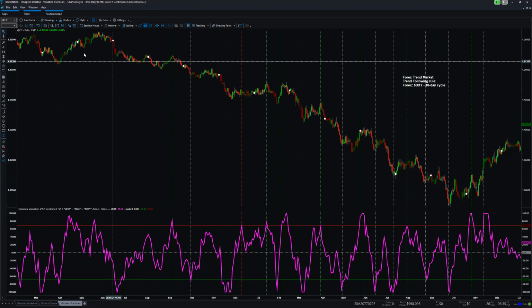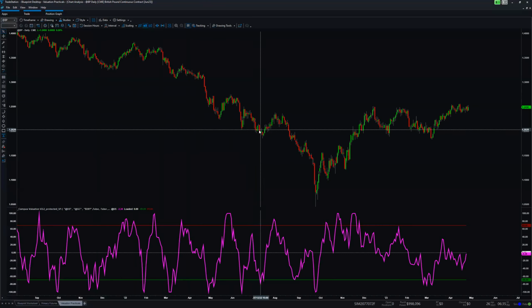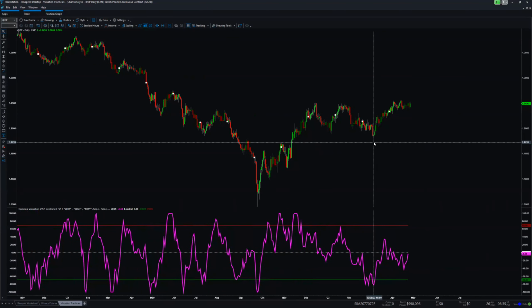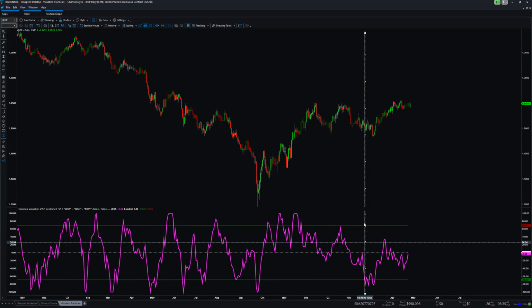So we did the euro. We could also do the British pound, for example. All of the majors that are paired against the US dollar are usually going to work very well. Here we started to be undervalued, and eventually we got the push higher as well.